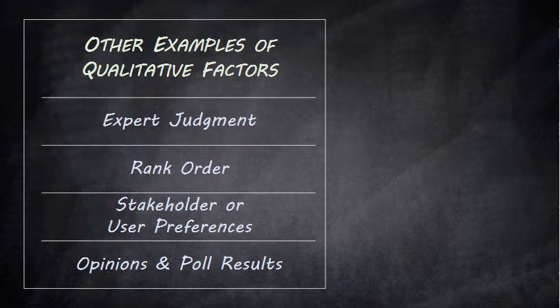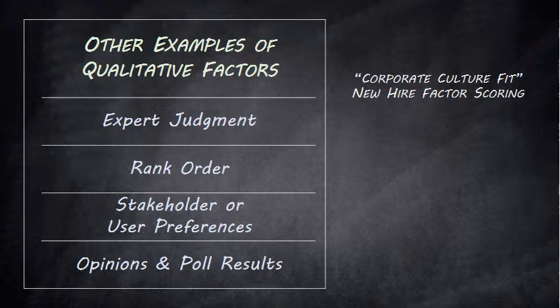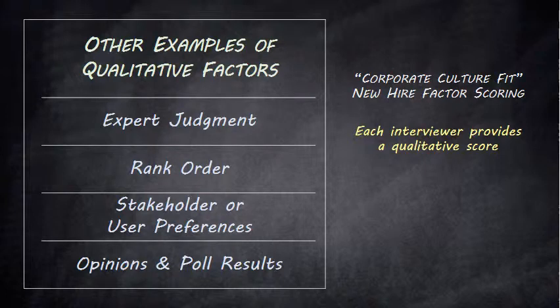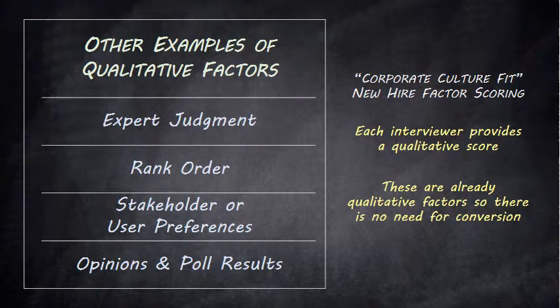Many important factors start out as qualitative. These are things like expert judgment, rank order, where selections are put in an ordered list. That's often used to represent stakeholder or user preferences, and opinion polls and poll results. An example of this might be corporate culture fit, something that's important when fitting a new hire into an organization. Each interviewer provides a qualitative score. These are already qualitative, so they don't have to have anything else done to them before they can be used in the decision.